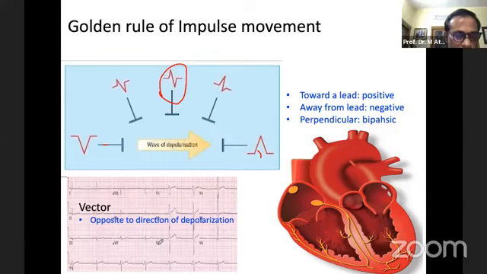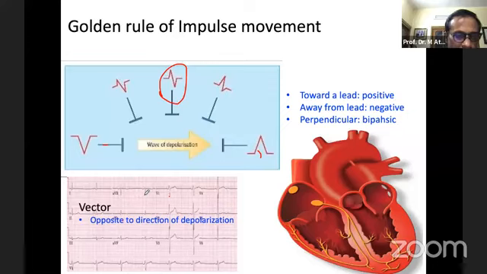But in case of the T wave, QRS is the depolarization and T wave is the repolarization. So the movement should be opposite. That is, the T wave should move opposite to the direction of the depolarization. Ideally, the T wave should be in the opposite direction of the QRS complex. It should be.